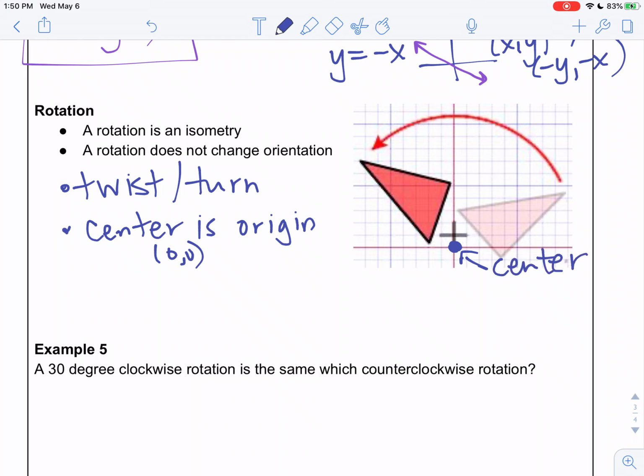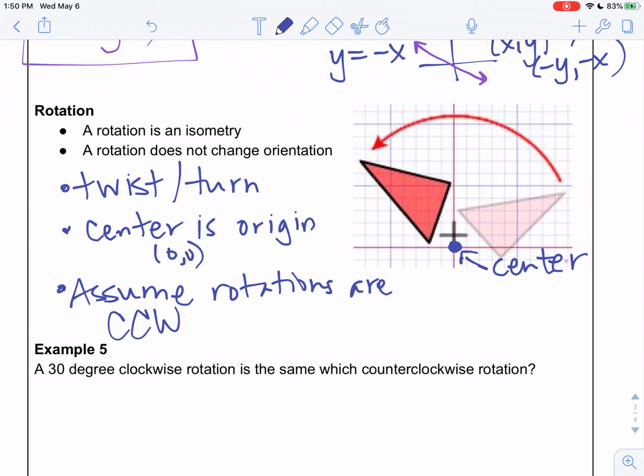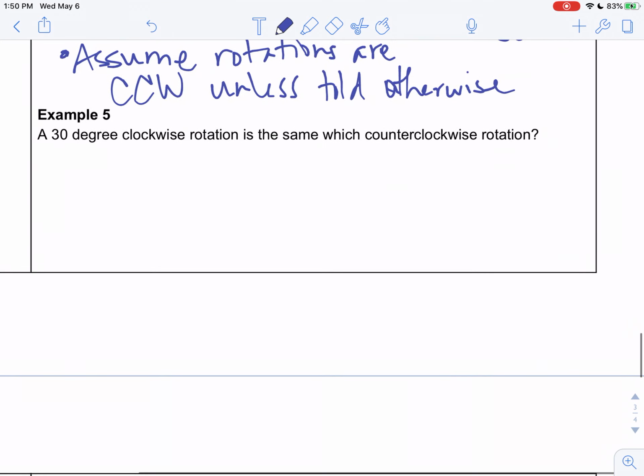Okay? You always assume that rotations are counterclockwise, CCW, okay, unless told otherwise. Okay, so let's talk about the relationship between clockwise and counterclockwise. In example 5, we're talking about a 30-degree clockwise rotation. Let's figure out what that same rotation is counterclockwise.